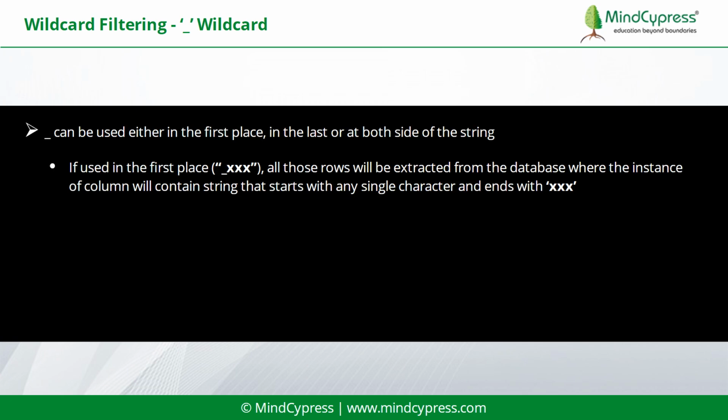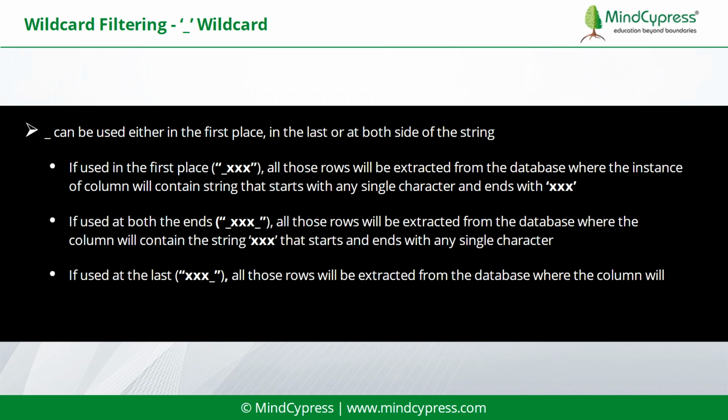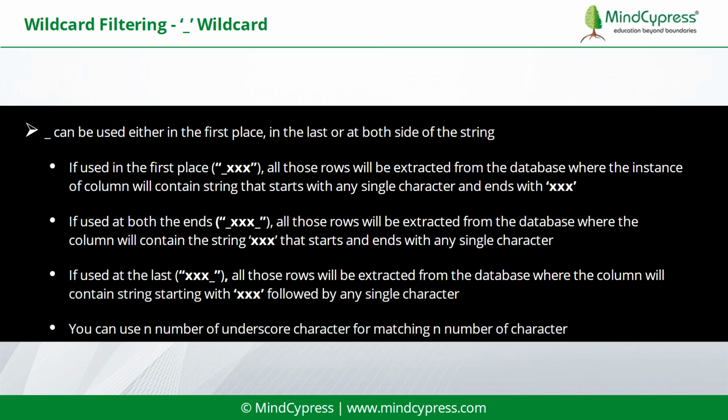Underscore can be used either in the first place, in the last, or at both sides of the string. If used in the first place, _XXX, all those rows will be extracted from the database where the column contains a string that starts with any single character and ends with XXX. If used at both the ends, _XXX_, all those rows will be extracted where the column contains the string XXX that starts and ends with any single character. If used at the last, XXX_, all those rows will be extracted where the column contains strings starting with XXX, followed by any single character. You can use n number of underscore characters for matching n number of characters.